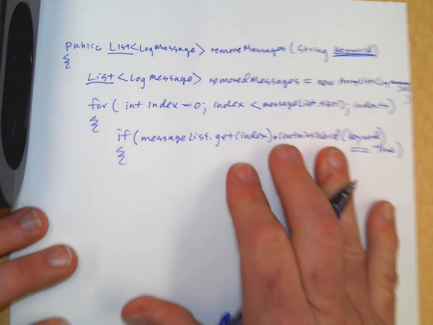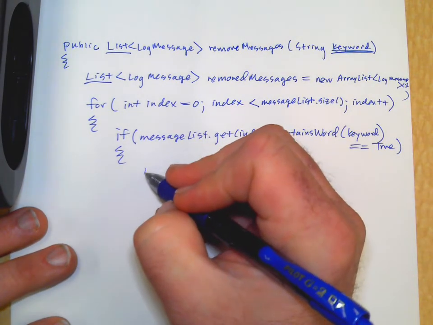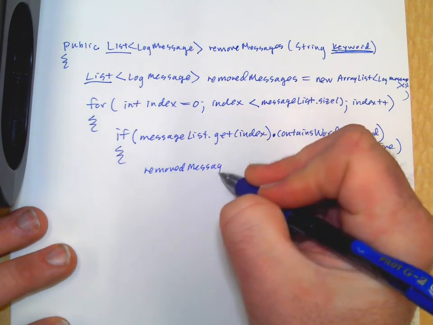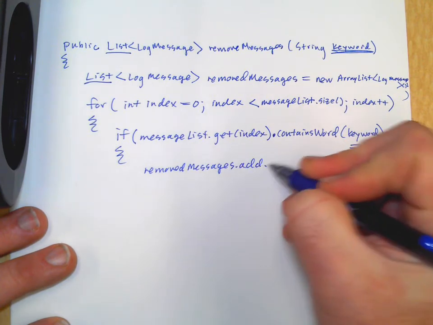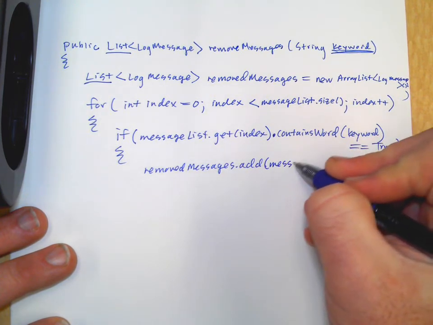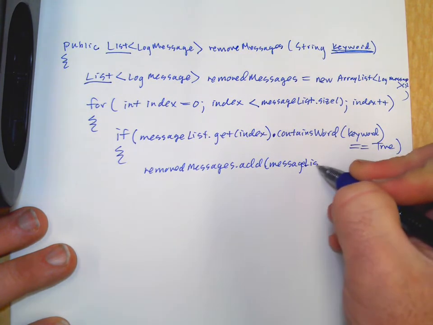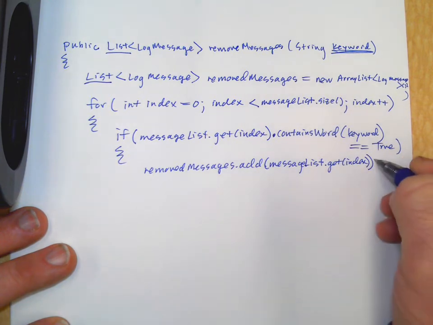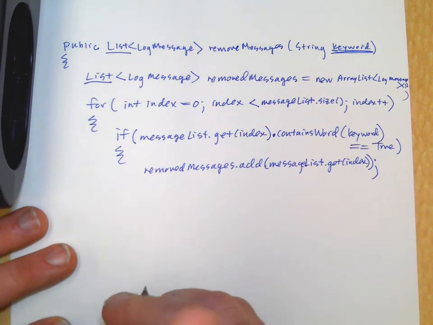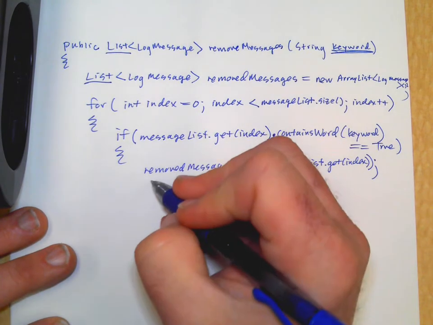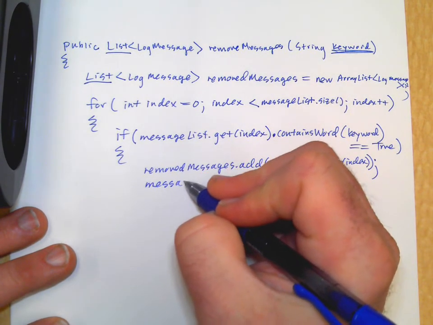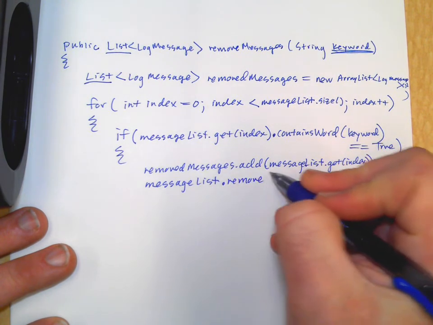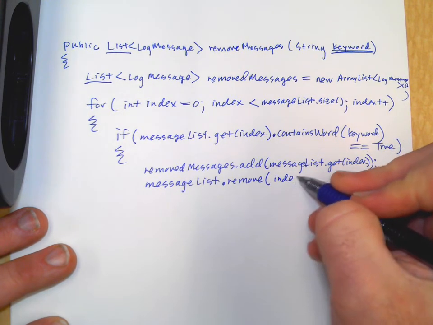So if it's there, okay, first thing we want to do is add it to the removed messages array list that we just created. Dot add message list dot get index. We got to pull it out of there, right? So we add it there first, and then we remove it. So how do we remove something from an array list? Well, we got to put the name of it, message list dot remove, and we're going to put the index. That'll remove the spot there.